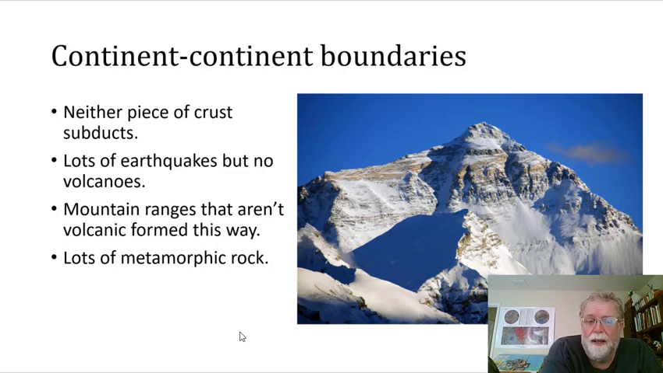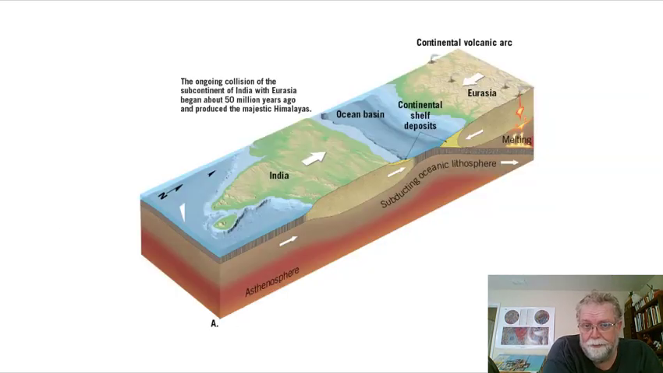Okay, so when you think of this, think of your favorite mountain range that isn't volcanic, right? Odds are this is how they formed, and that heat and pressure makes a lot of metamorphic rock. Now, the poster child for this is the Himalayan mountains, right? And so you can see India here lurking offshore, not really lurking, actually moving northward. This is about 50 million years ago.